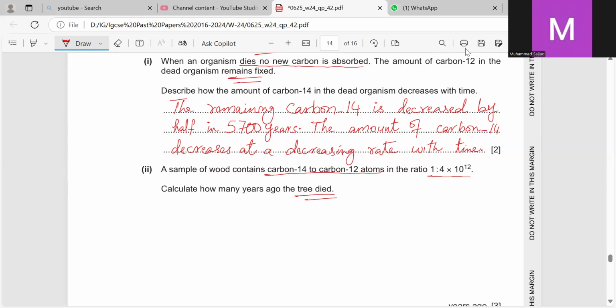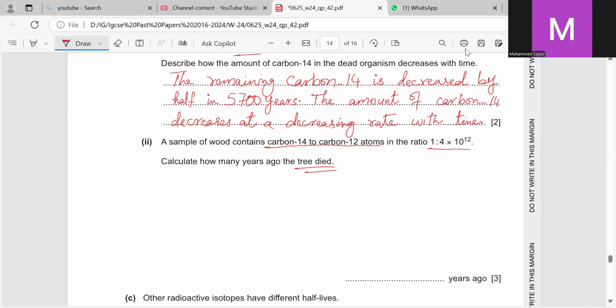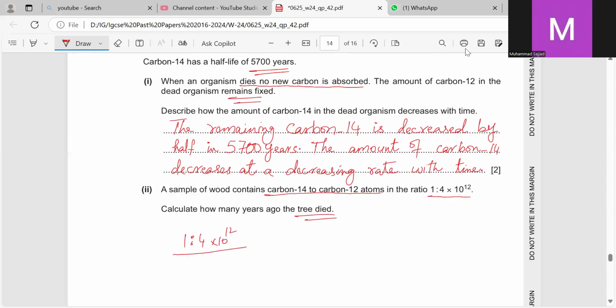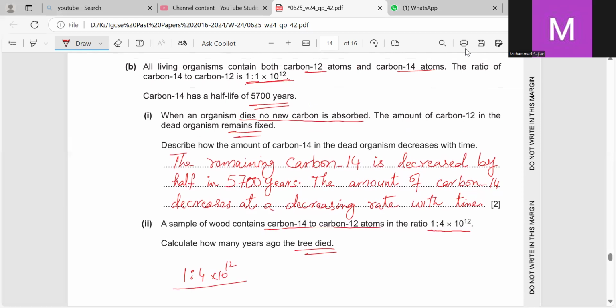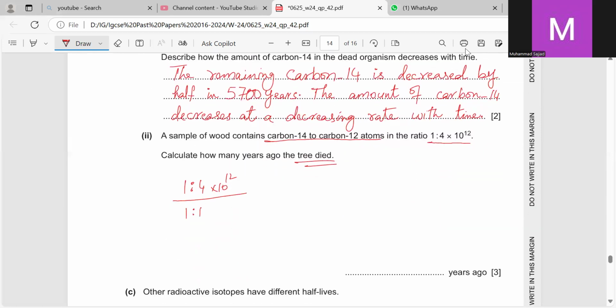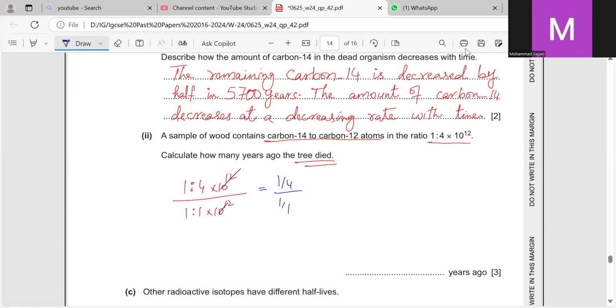After some time, how much is there? 1.4 times 10 raised to power minus 12 divided by, initially what was the ratio? It was 1.1 times 10 raised to power minus 12. Now my dear friends, 10 raised to power minus 12 is cancelled with 10 raised to power minus 12. What is left behind? 1/4 over 1/1. This means 1 by 4. Now how many half-lives are gone? 2 half-lives are gone.